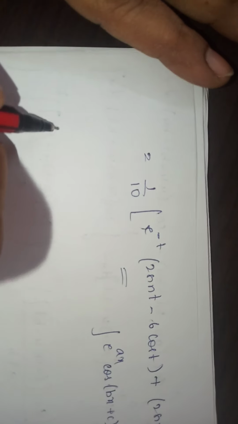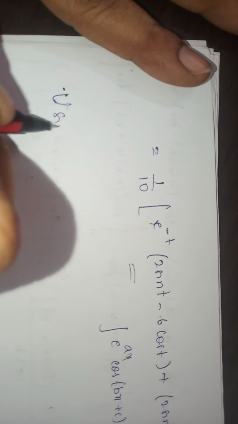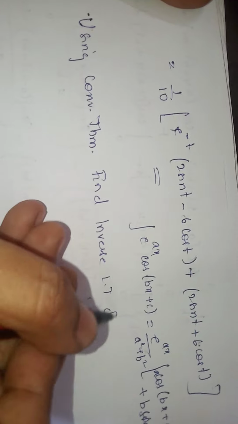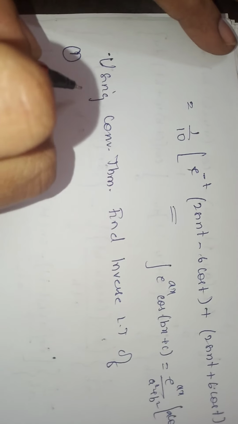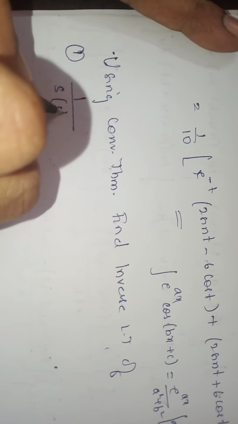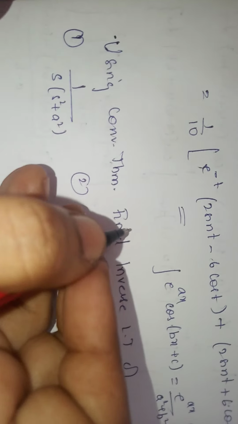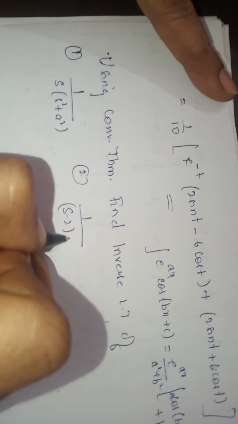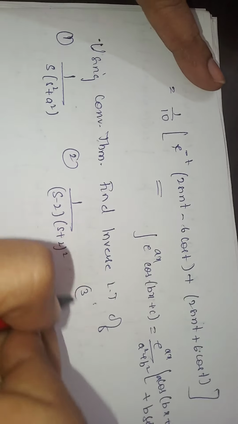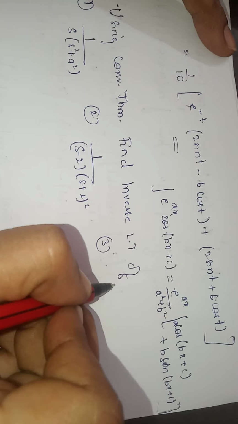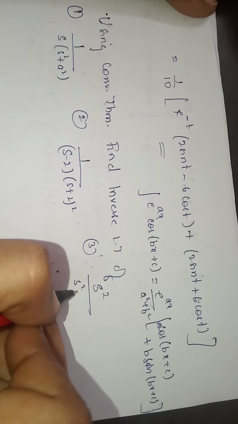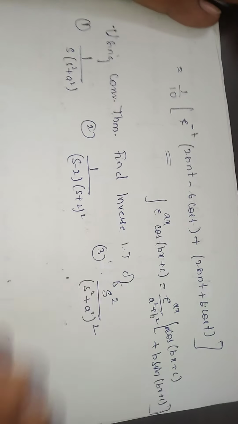Action. Now solve these problems using the convolution theorem. Using convolution theorem, find the inverse Laplace transform of the first one, 1 by s into s square plus a square. Next one, 1 by s minus 2 into s plus 2 whole square. Next, s by s square plus a square whole square.